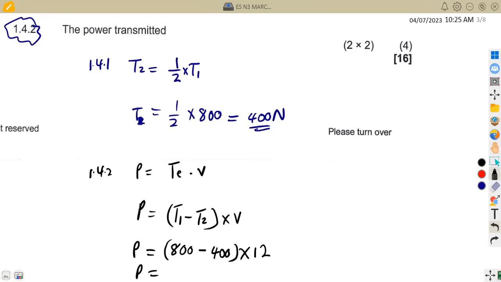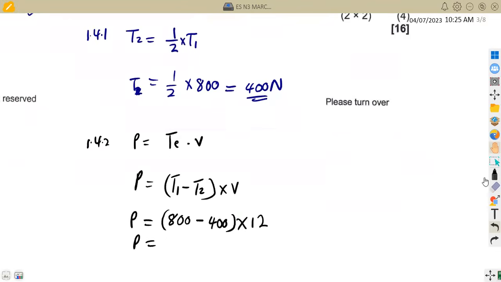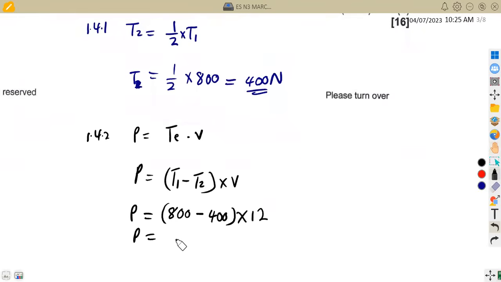All right, so your power in this case, if you calculate properly, this is going to be 400 times 12, which is going to give us 4,800 watts. So we've got 4,800 watts, which you can convert to kilowatts if you want. That is going to be 4.8 kilowatts. It's your choice, guys, okay? We are not told, we just calculate power, so you can write the units of your own choice in this case.